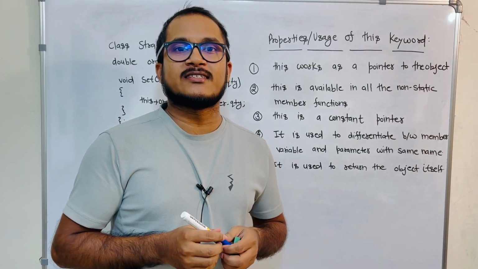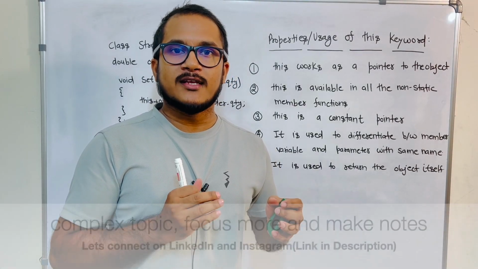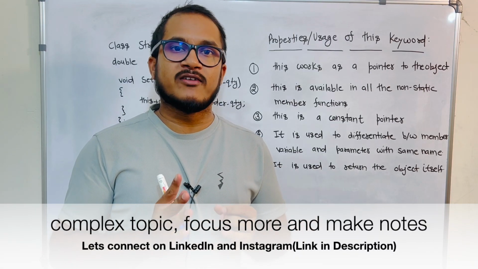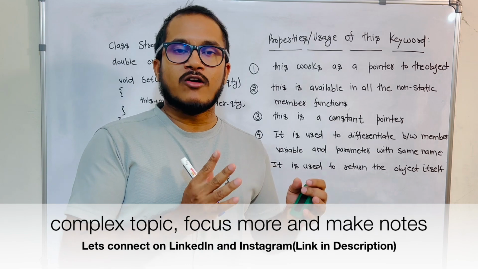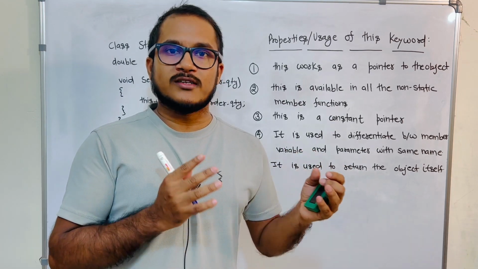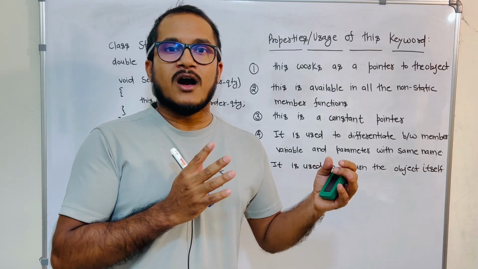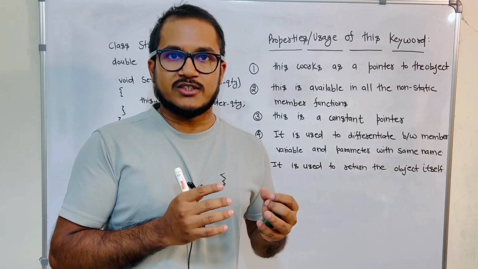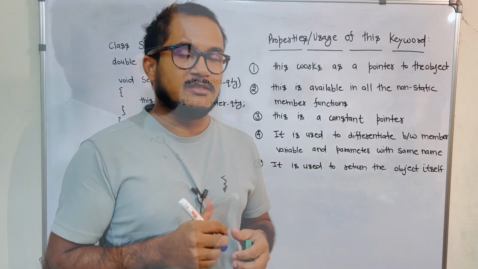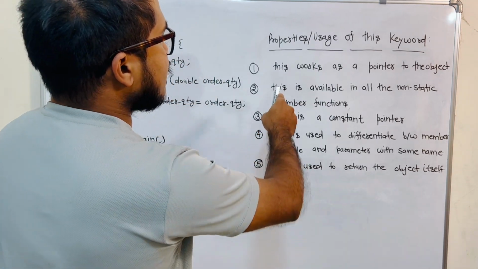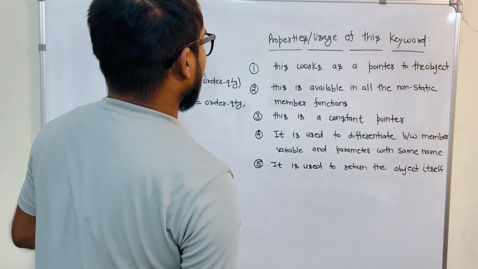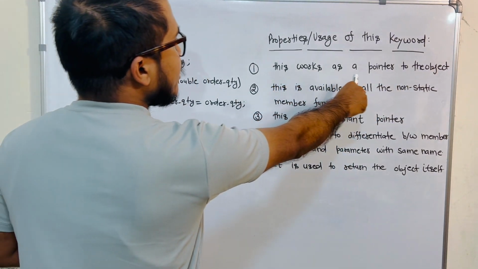So in this particular lecture, we'll try to understand the different properties and uses of this keyword in C++. We have already understood the basic idea behind this, what is the meaning of this, and how it is passed to any function. So let's try to understand its uses and properties. So let's start with the first property. This works as a pointer to the object. So what is the meaning of this?